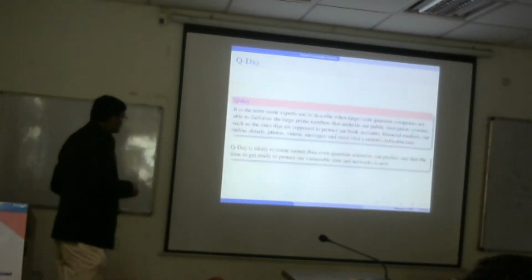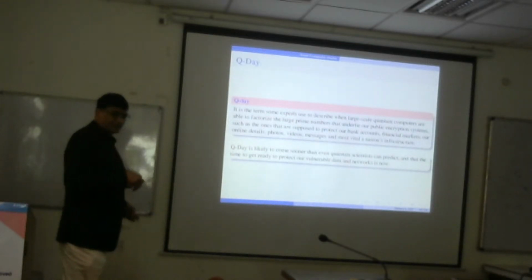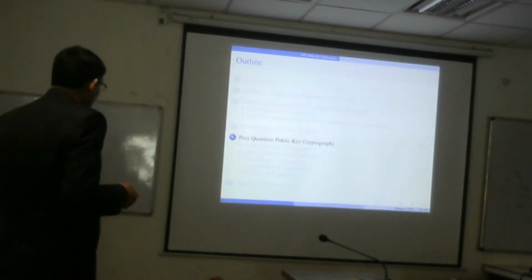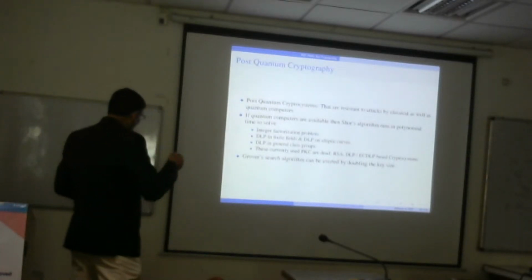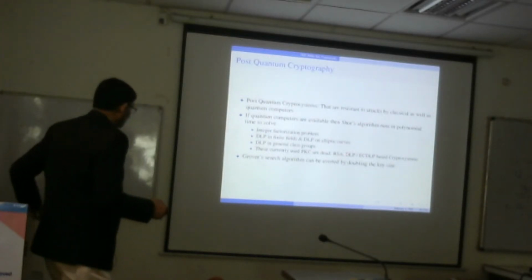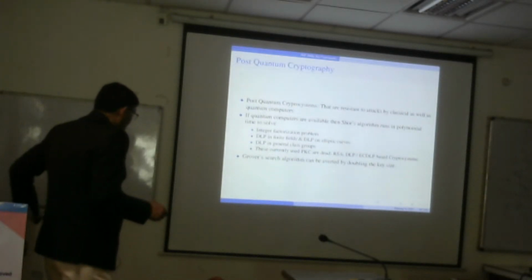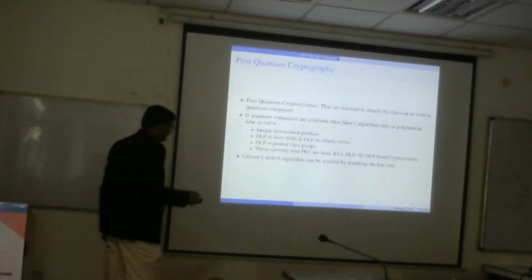So that slide we can skip. QDA means, when we will have that kind of quantum computer, then we will call it the QDA. Okay, so what is the impact? All these problems, like the integer factorization problem, the discrete log problem, the discrete log problem in a general group, RSA, everything will break on a quantum computer. Grover's search algorithm can be avoided by doubling the key size.